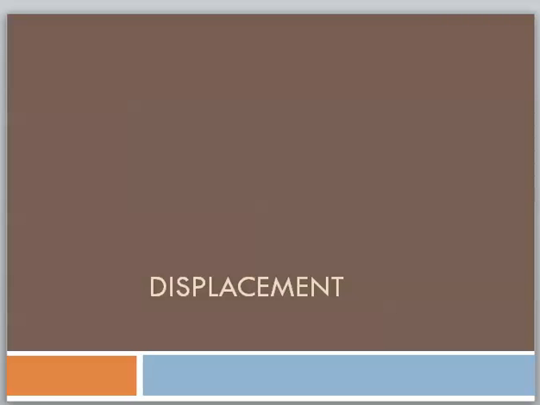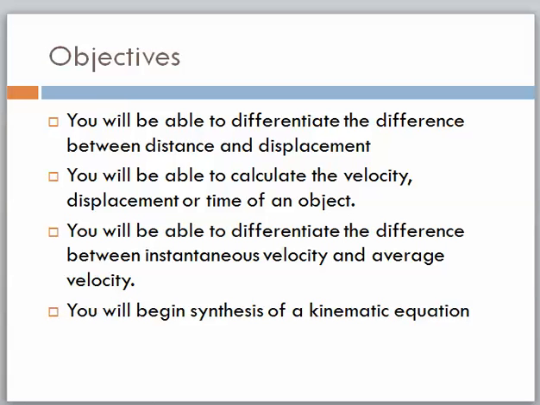Today we're going to talk about displacement and how that relates to speed, velocity, and later on acceleration. Our objectives for this is that I want you to be able to differentiate the difference between distance and displacement, calculate velocity, displacement, or time of an object. You'll be able to differentiate the difference between instantaneous velocity and average velocity, and we're going to begin working on a synthesis of a kinematic equation.